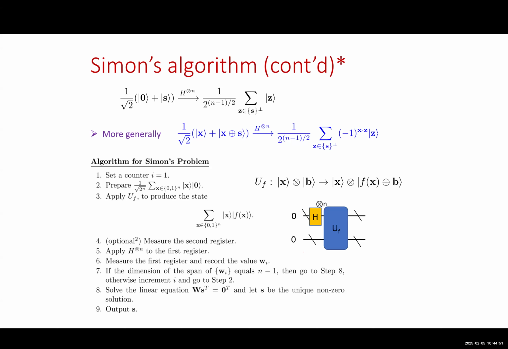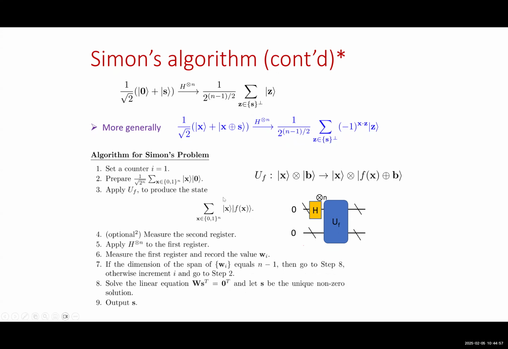It is because, you imagine you do the measurement, right? And then you will get Z to be orthogonal to S. But no matter what the measurement outcome, you always get Z orthogonal to S, right? Doesn't matter what measurement outcome. So that means you don't need to measure.